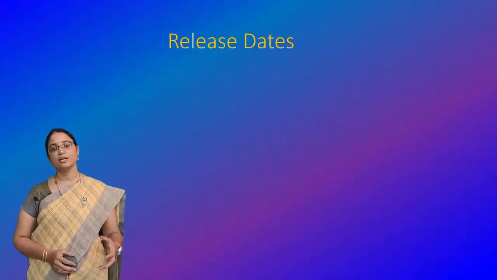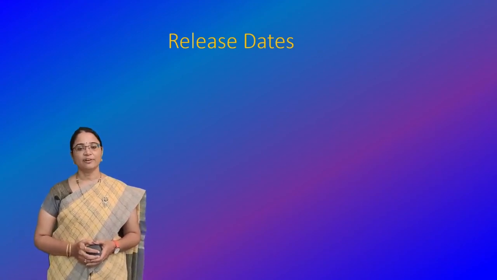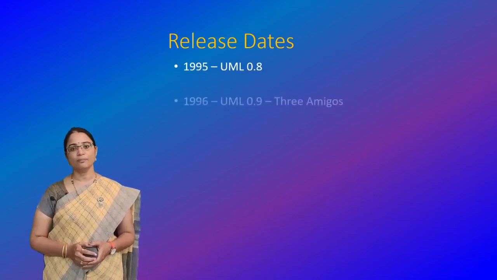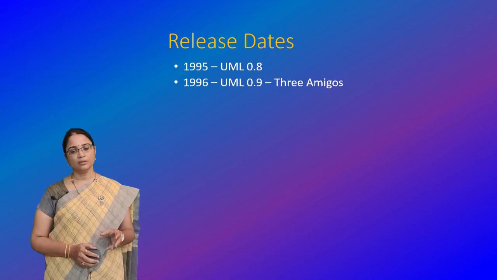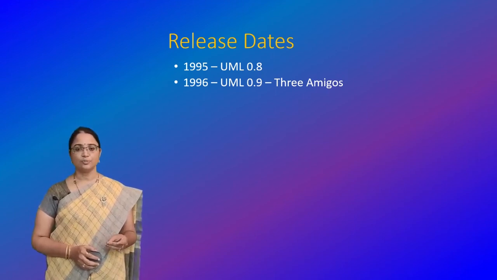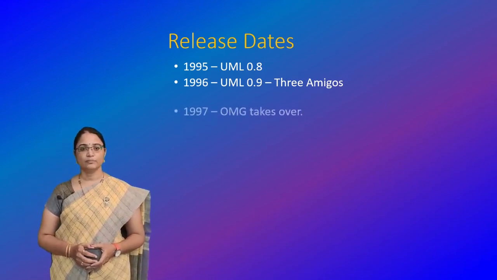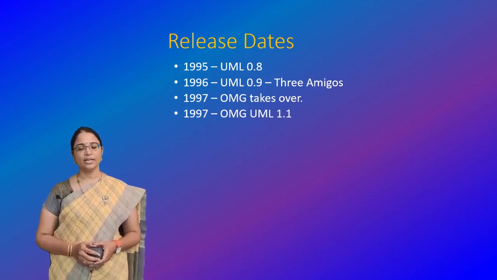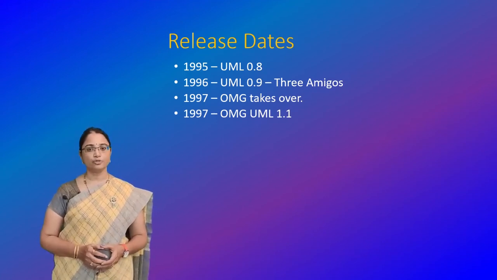So coming to the release dates, here we have some versions and the release years of the UML. The UML started in 1995 with UML 0.8, and next in 1996 it came with UML 0.9. Here the three amigos are nothing but Rumbaugh, Grady Booch and Jacobson. They three combined their techniques. In 1997, OMG takes over. In 1997, OMG UML 1.1 came. OMG took over because they had added the inputs from other publishers who had given good inputs to the UML.